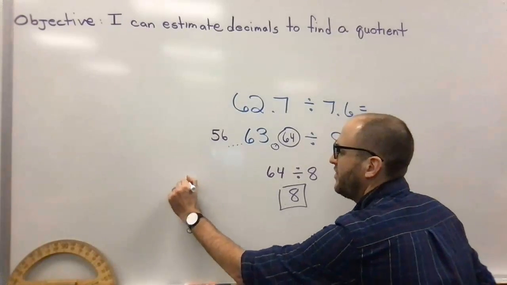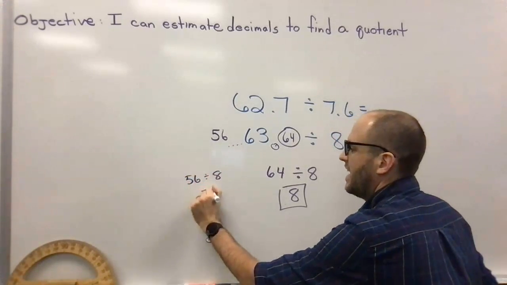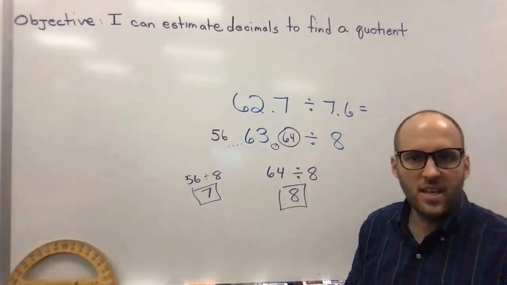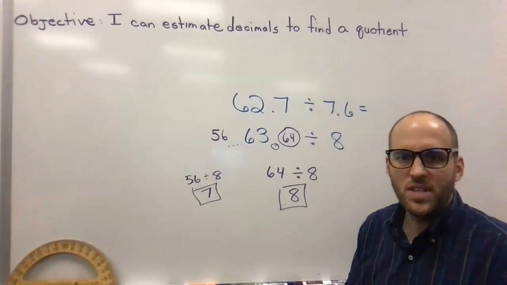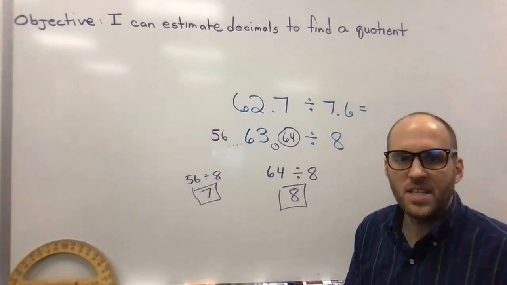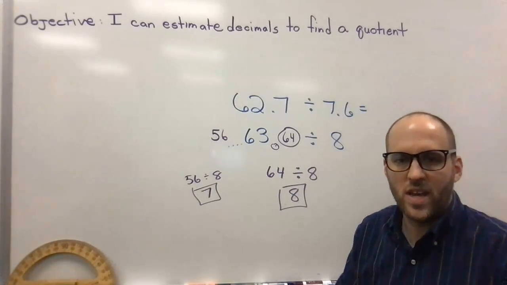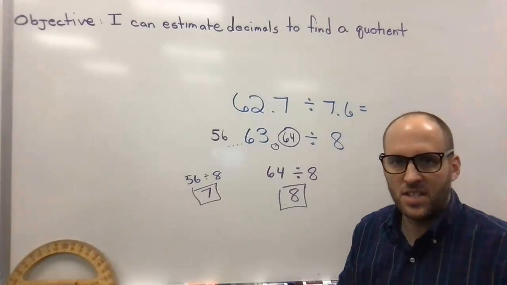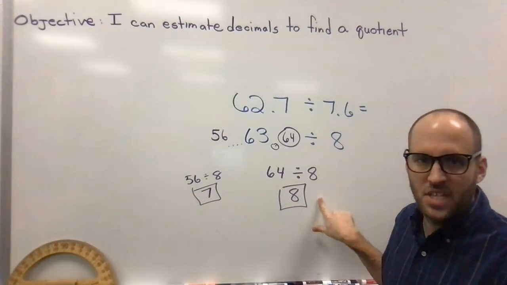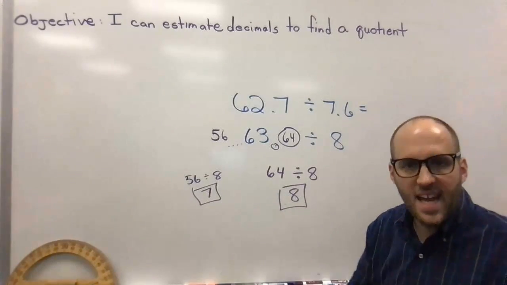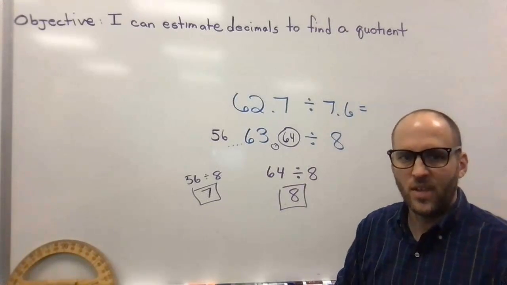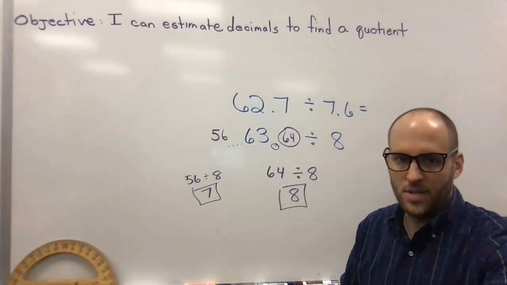If you chose 56 divided by 8 and got 7, it's still an estimate. Technically, it is a correct answer. So I wouldn't say it's necessarily wrong. I'm going to say it's not the best estimate we could choose from. And when doing your assignments, you always want to look to see if you can find the best estimate. However, 7 technically is a good compatible number estimate if you got it. Let's do a couple more examples.